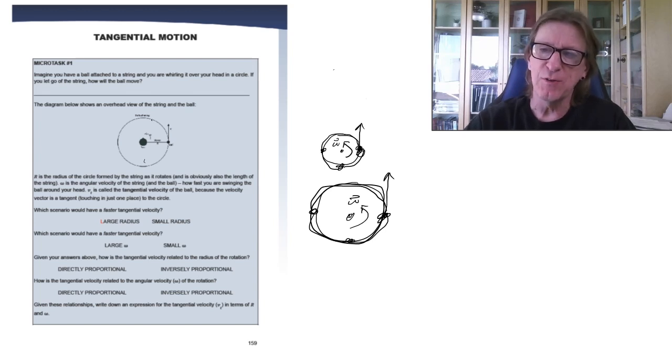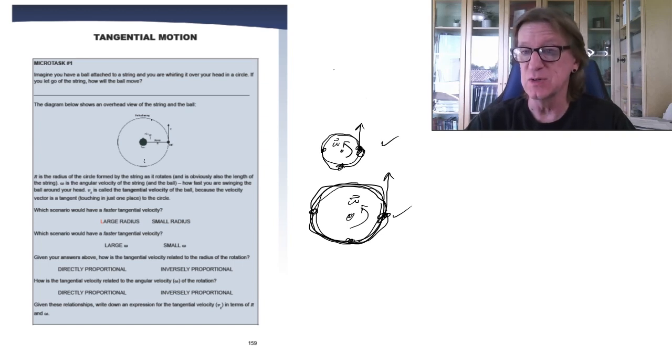which one has to travel further? The small radius or the large radius? Well, the large radius is going to have to travel further, isn't it? And you can see that. So if it has to travel a greater distance, a greater circumference, if you want to think of it that way, in the same amount of time, it must be faster. Its speed, its tangential velocity must be faster. And so that tells us that it must be the large radius.